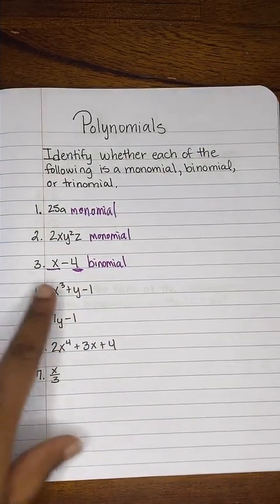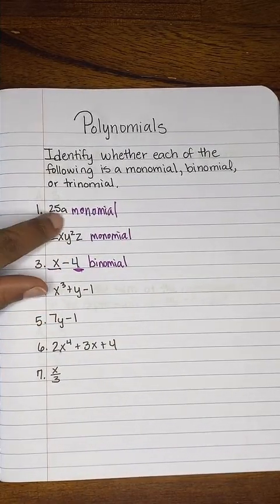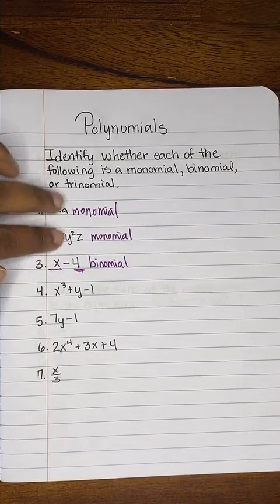So that's why this is a binomial. And see how there's no plus or minus in between these? That's why these are called monomials.